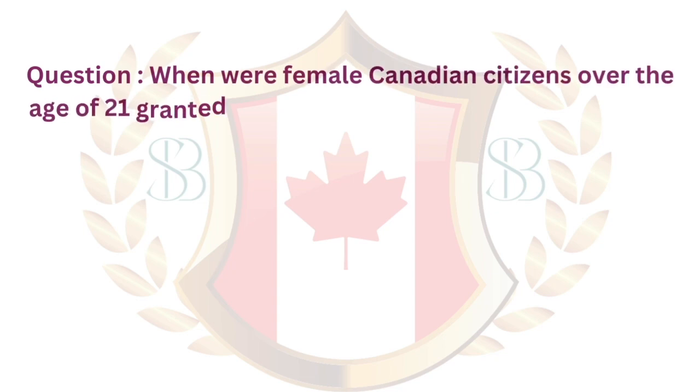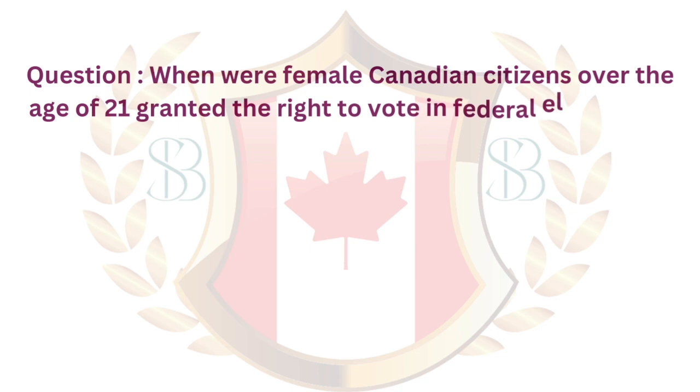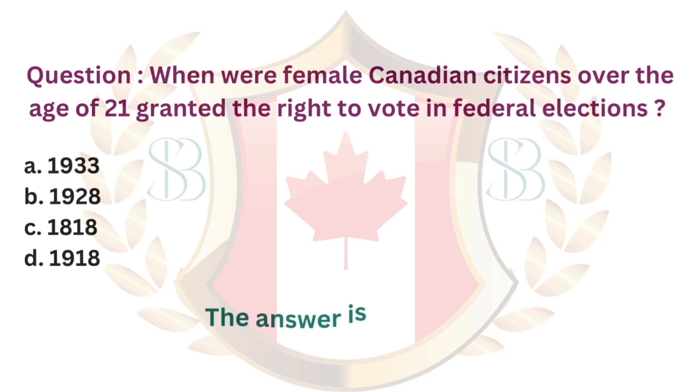Question. When were female Canadian citizens over the age of 21 granted the right to vote in federal elections? A. 1933. B. 1928. C. 1818. D. 1918. The answer is D. 1918.